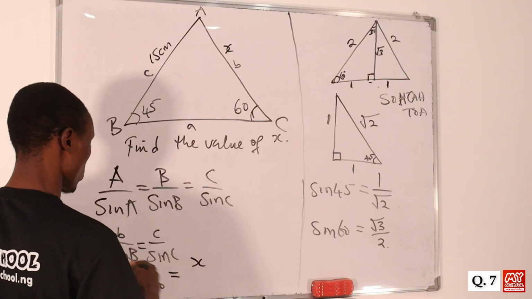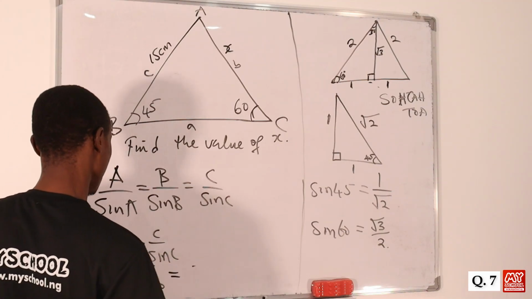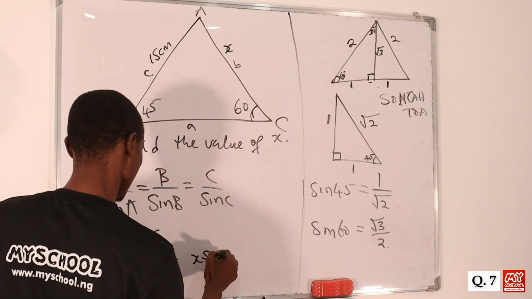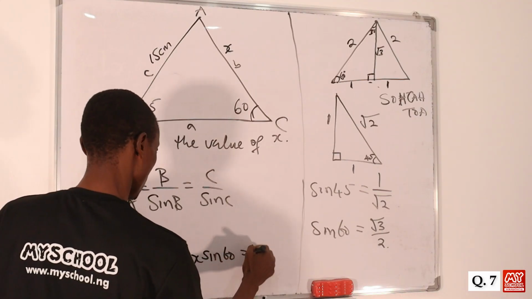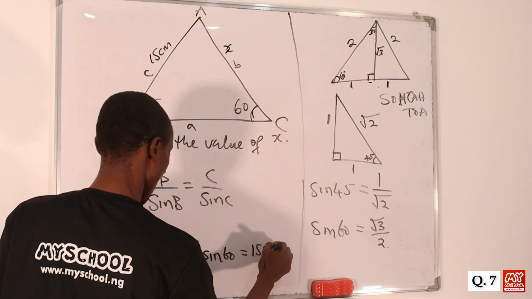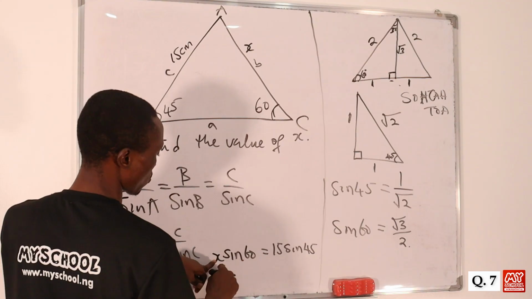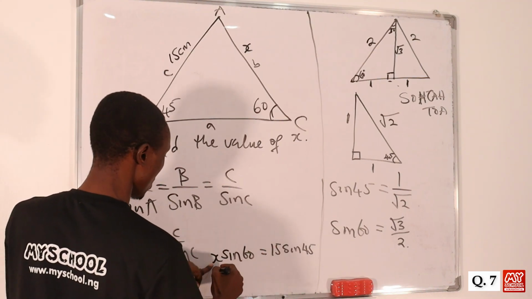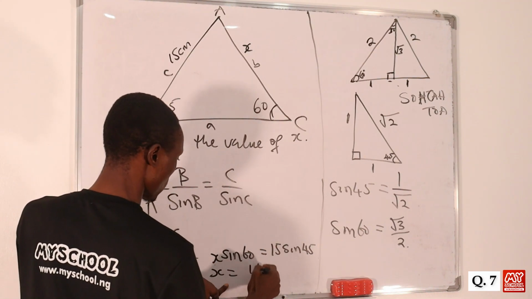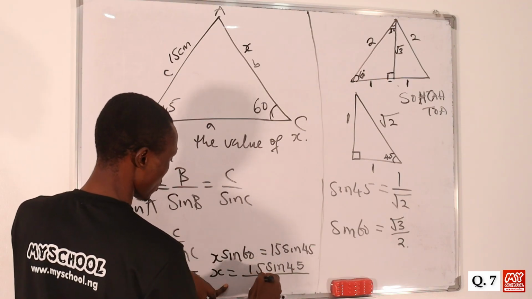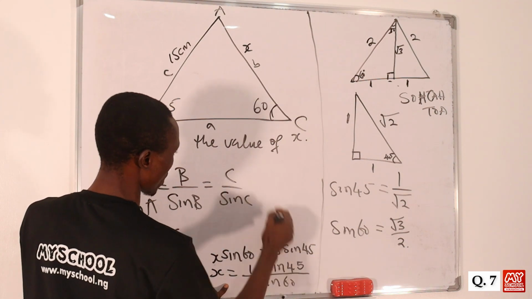So first of all, let's cross multiply, to make the whole thing easy. If we cross multiply, we'll be having x sine 60 is equal to 15 sine 45. Since we are looking for x, we divide both sides by sine 60, so that x is equal to 15 sine 45 over sine 60. So we can now substitute.